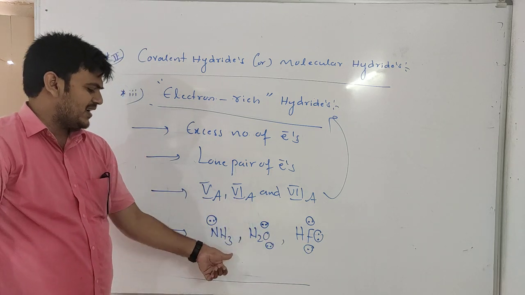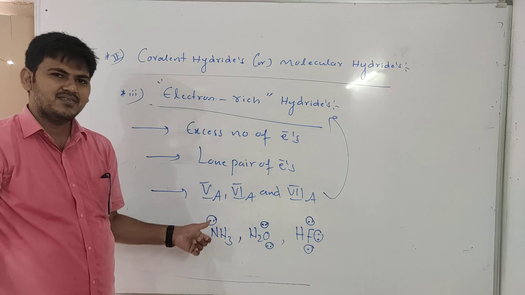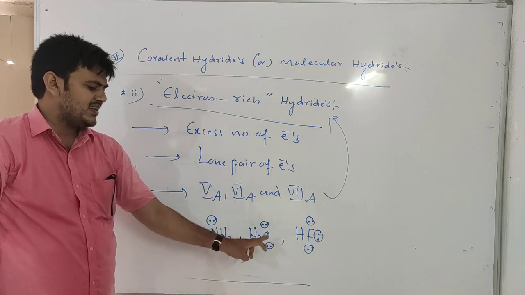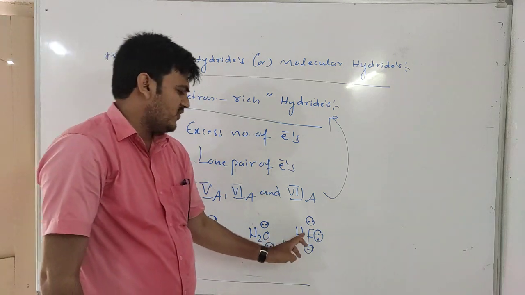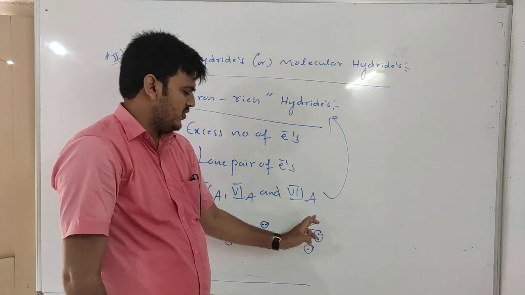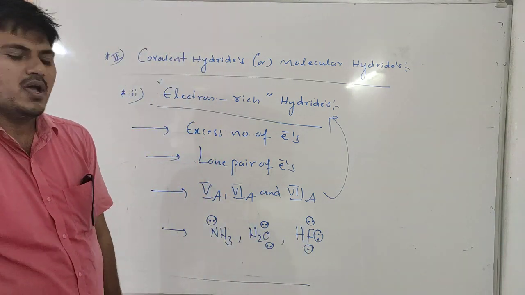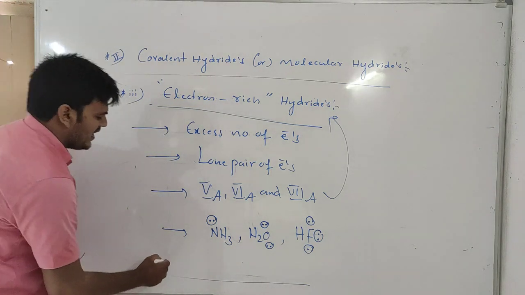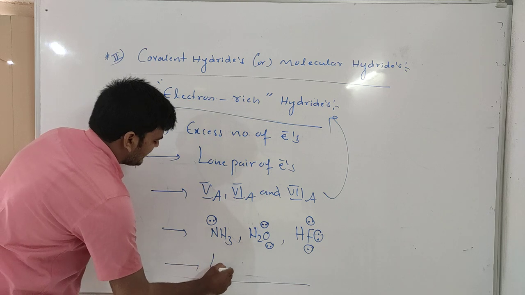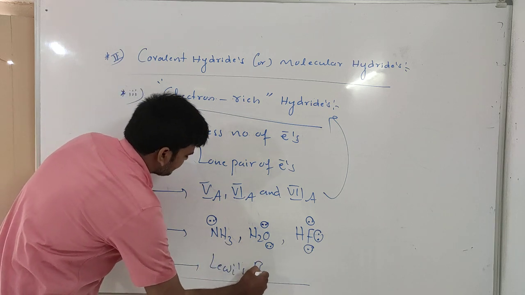For example, in ammonia, the central atom is nitrogen. So nitrogen has one lone pair. Then in the water molecule, the central atom is oxygen, and oxygen has two lone pairs of electrons. Next, in hydrochloric acid, the central atom is chlorine, and chlorine has three lone pairs of electrons. And all electron-rich hydrides act as Lewis bases.